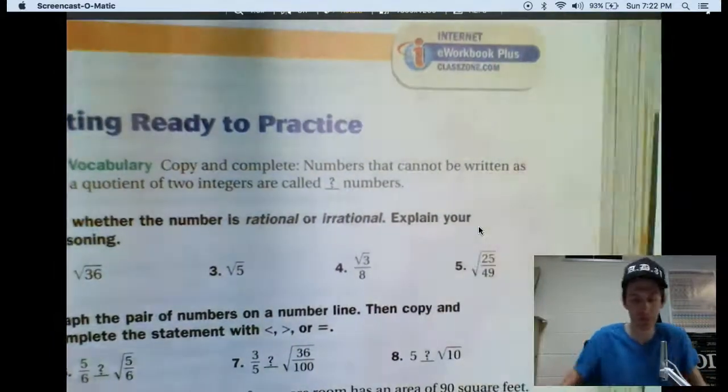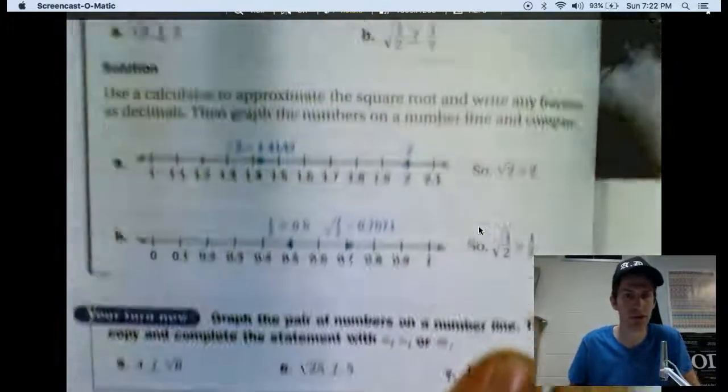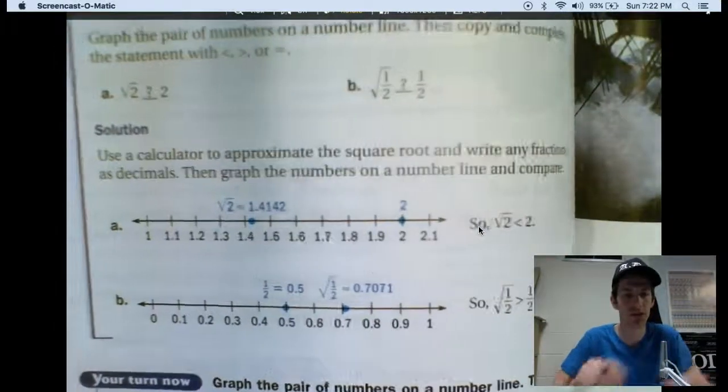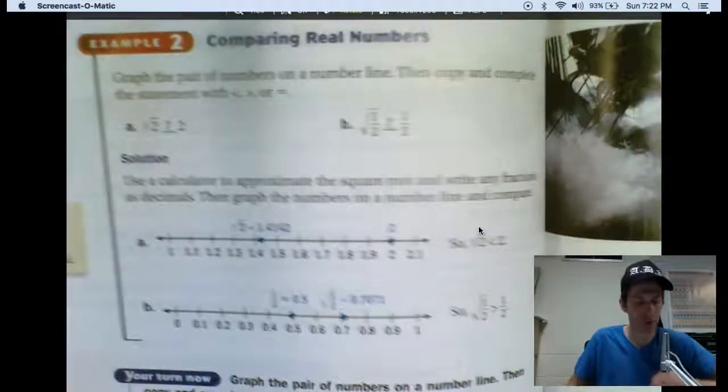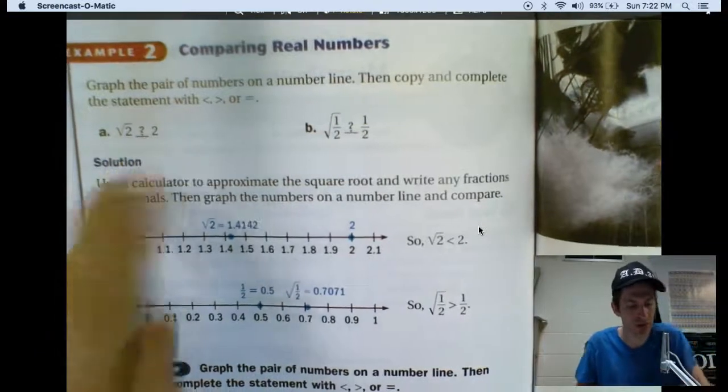All right, let's flip the page here. Let me move the book on down. We're going to talk about the cruise ship in just a second, but first, let's see if you can spot where to put some of these on a number line. Square root of 2 and 2, which one's bigger?